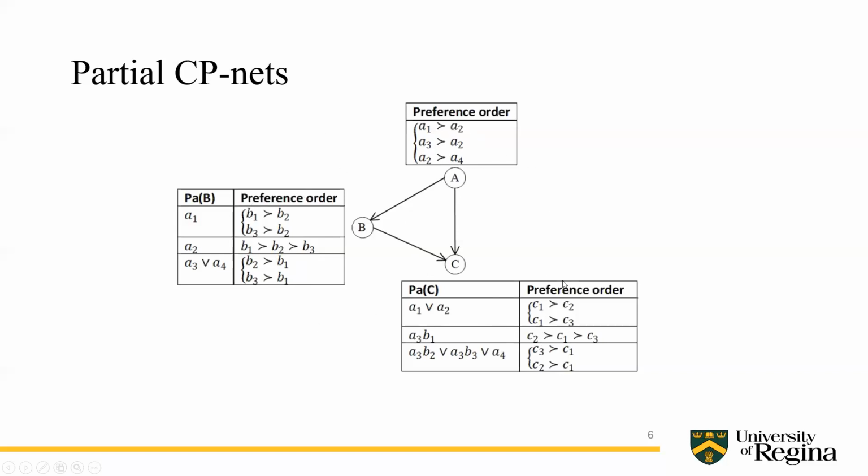So this is called a partial CPNet. This is also a conditional preference network, because as you can see, the value of B depends on A, and the value of C depends on both A and B. So the value of C is conditionally dependent on A and B. This is a partial CPNet, and the algorithm basically works on this partial CPNet.